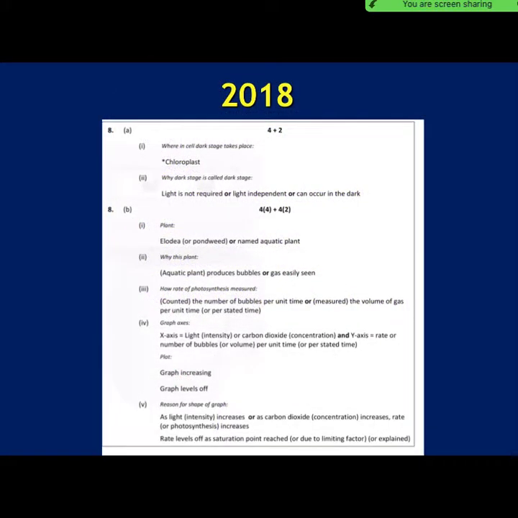Okay, so then there was the 2018 question. We'd answered these in the previous lesson. So our plant weed name again is Elodea. Produces bubbles or the gas easily seen. Your rate is bubbles per minute. We state the time. We've just seen your graph. So rate and light intensity.